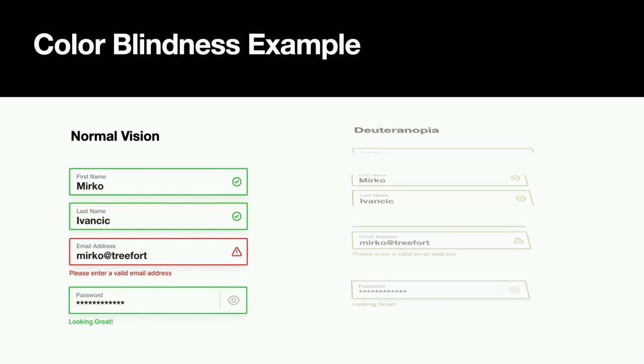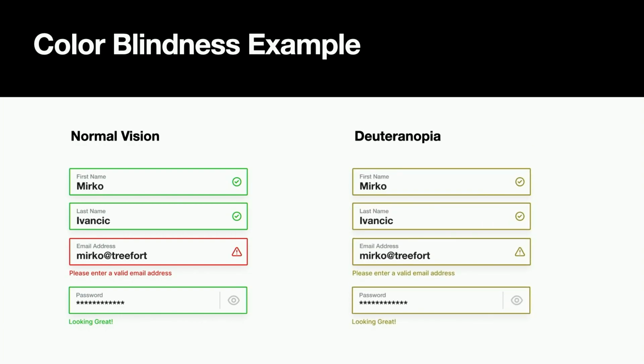So let's see if we can easily improve this. For all users, we can improve things by adding visual cues: adding a small warning icon, adding some check marks, and adding an inline message, which will help indicate which fields have an error and don't have an error. In this case, it says, please enter a valid email address. This ensures that people with color blindness can see it, but it also helps everyone else.